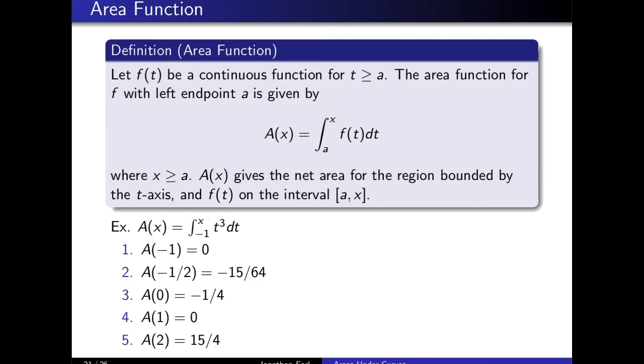So for the example that we just had, x cubed, if you wanted to find the area between -1 and 1, as we said, that's 0. If you want to find the area between -1 and -1/2, it turns out to be -15/64. The area from -1 to 0 is -1/4. The area from -1 to 1 is 0. And the area from -1 to 2 is 15/4.